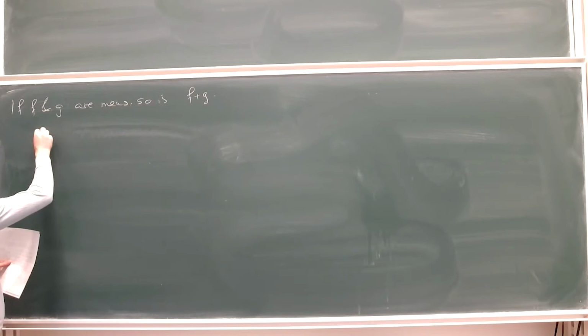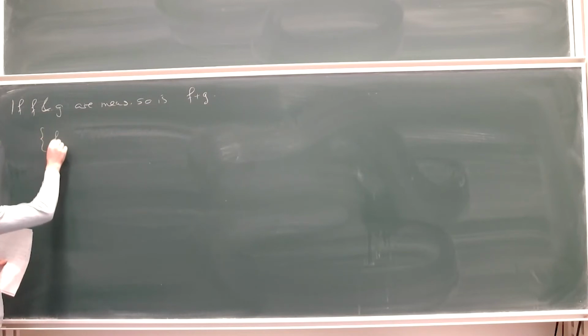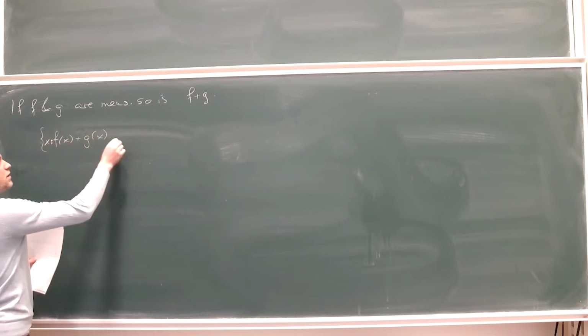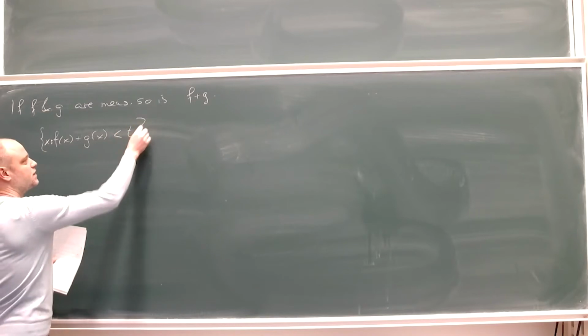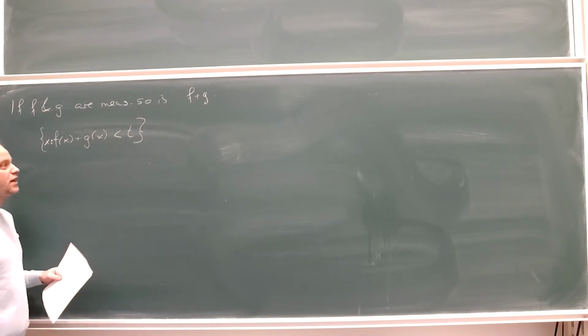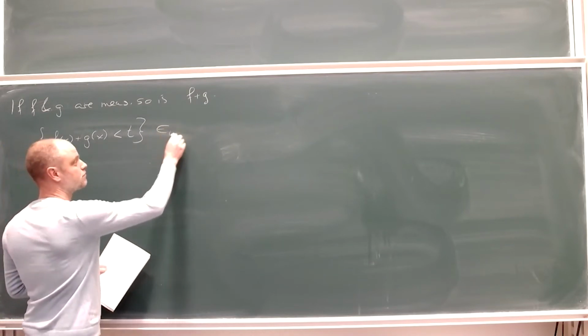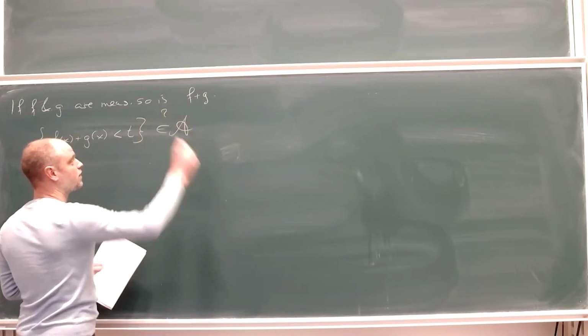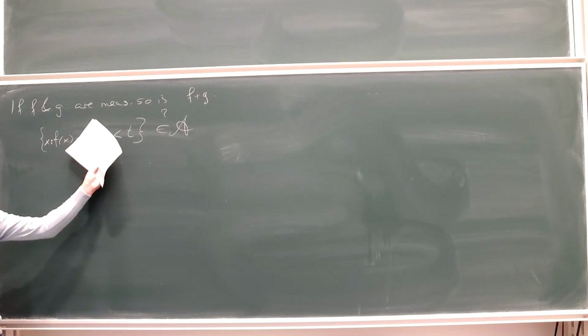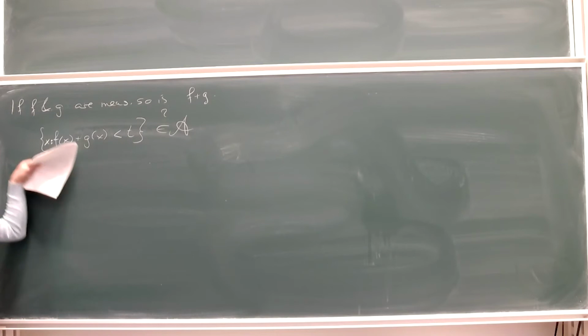So we are interested in the set of x such that f of x plus g of x is less than t, right? If we can prove that this set is in A, then we are done. And the only thing we know is that this set is in A if I remove the g for all t's, and vice versa if I remove this. So how can we do that?